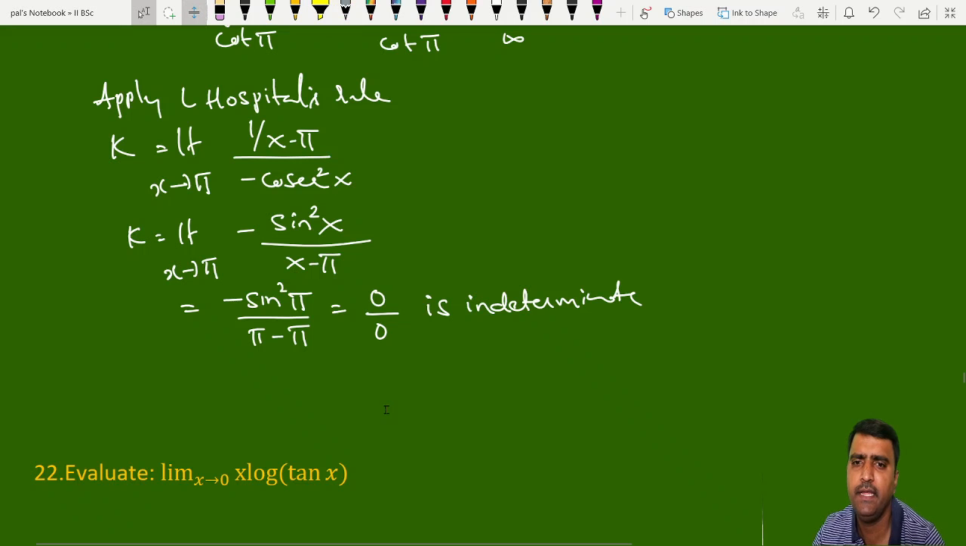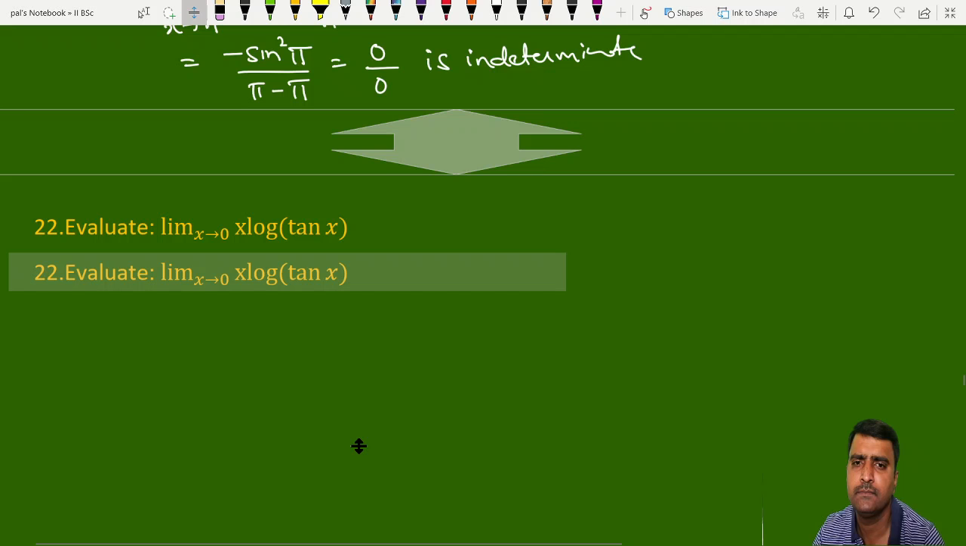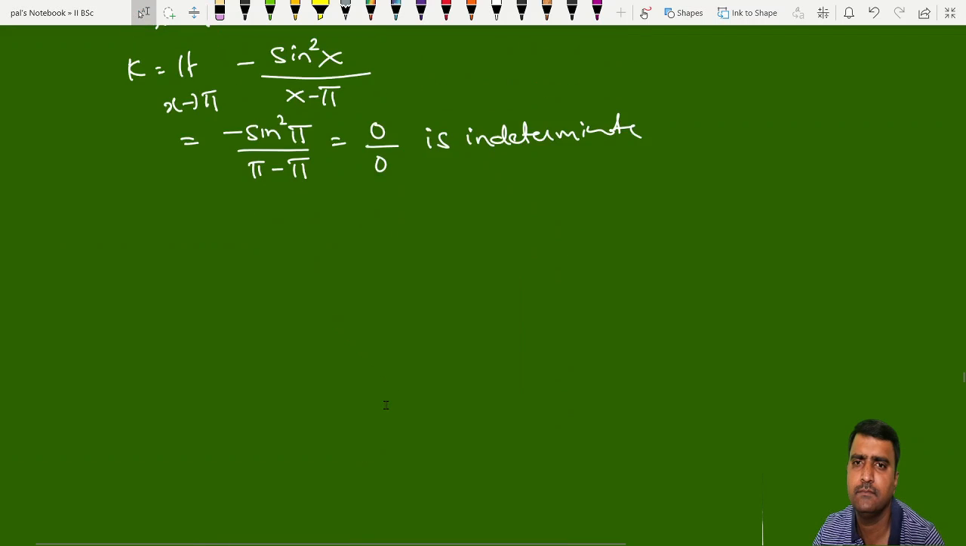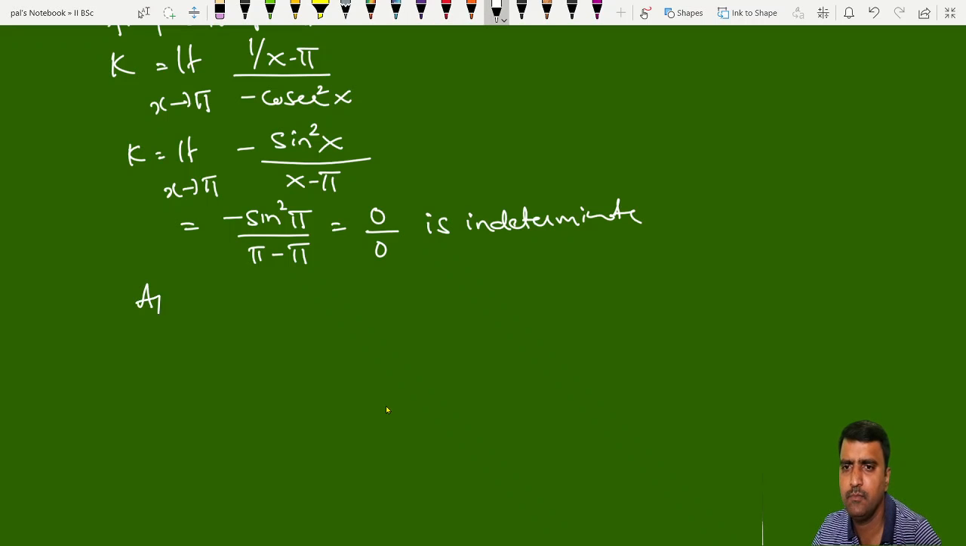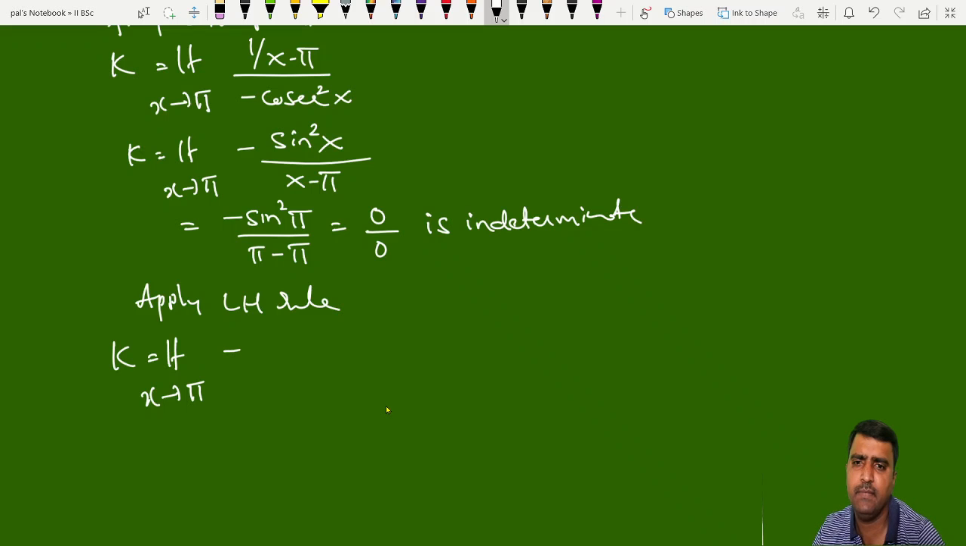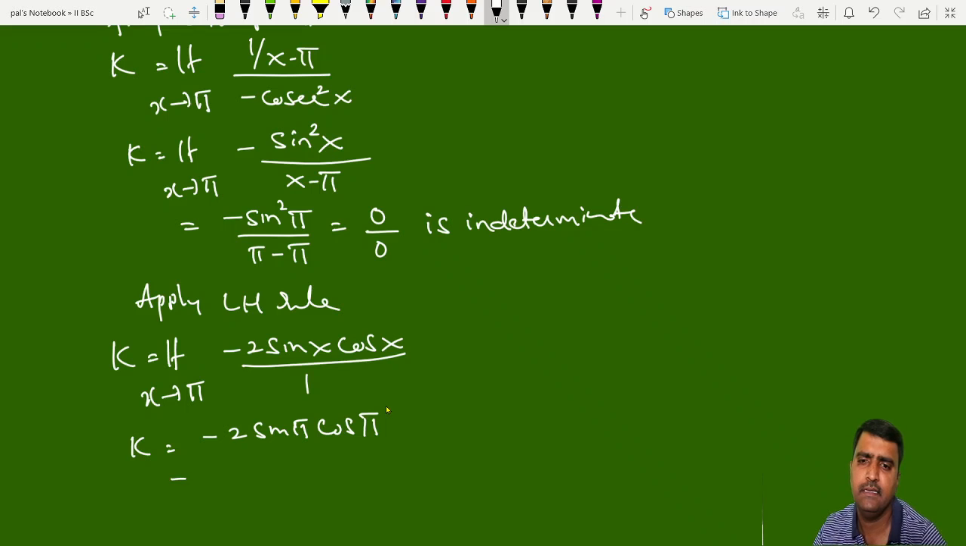Apply L'Hospital rule to this one. After applying L'Hospital rule, k is equal to limit x tends to pi. Differentiation of sin square x is minus 2 sin x cos x, divided by the differentiation of x minus pi, which is 1. So k is equal to minus 2 sin pi into cos pi. What is the value of sin pi? Sin pi is 0, cos pi is minus 1. 0 into anything is 0. Therefore the limit k is equal to 0 in this case.